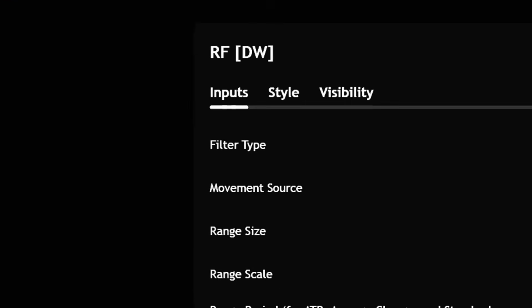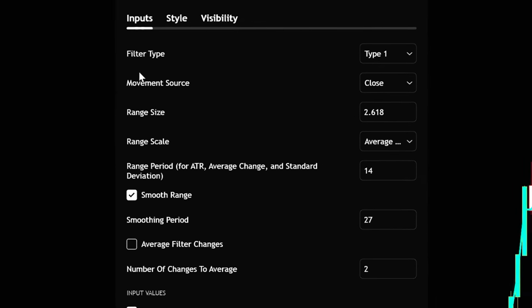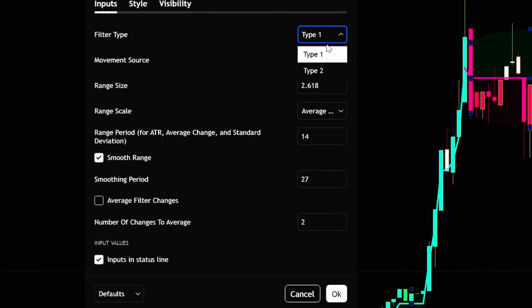So find the range filter indicator on your chart and open up its settings. You'll see a tab that says inputs. Okay, first thing, change the filter type to type 1. Easy enough. Then for momentum, set that to close. And make sure range scale is on average.